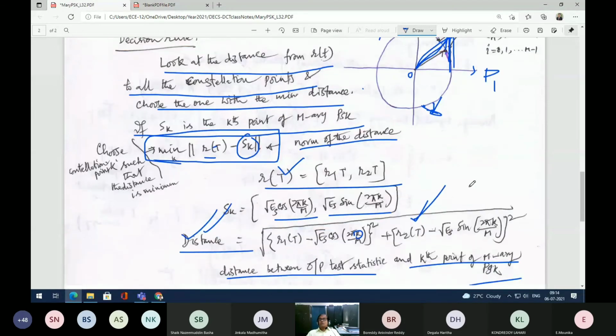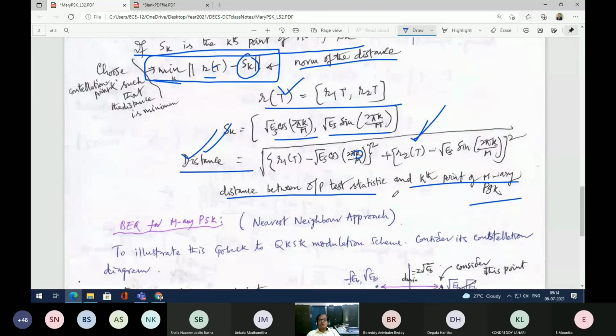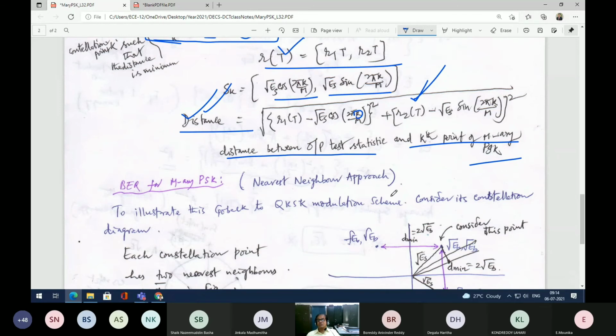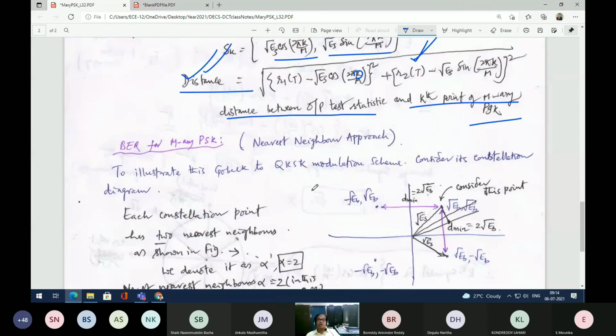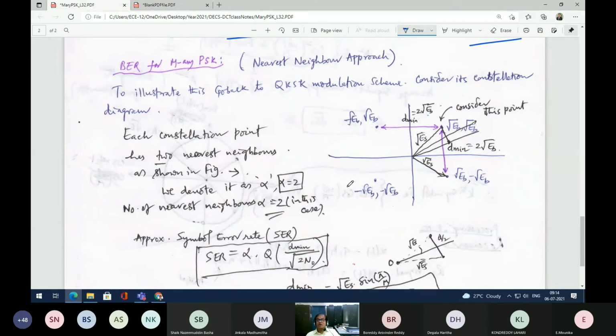So we are going to use this minimum distance rule. The analysis is slightly complicated, and you don't require it at this BTech level, so I have given you the direct formula. To illustrate this, you go back to your QPSK.